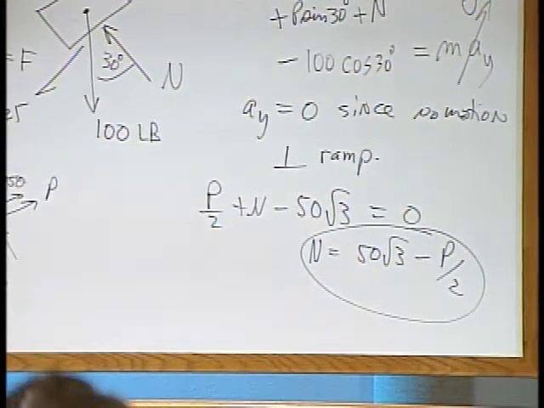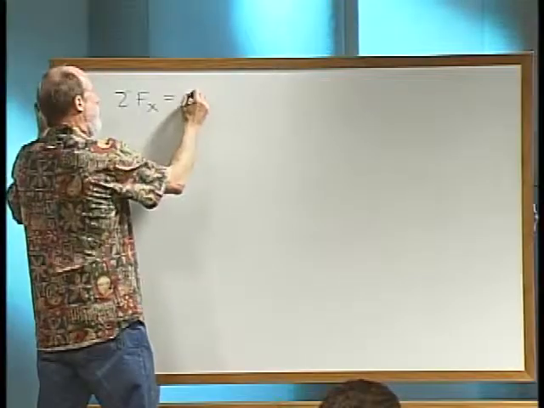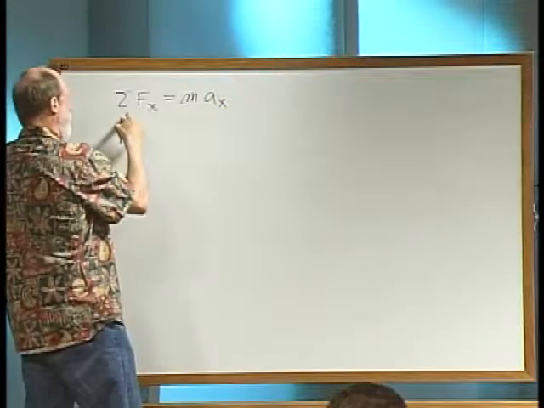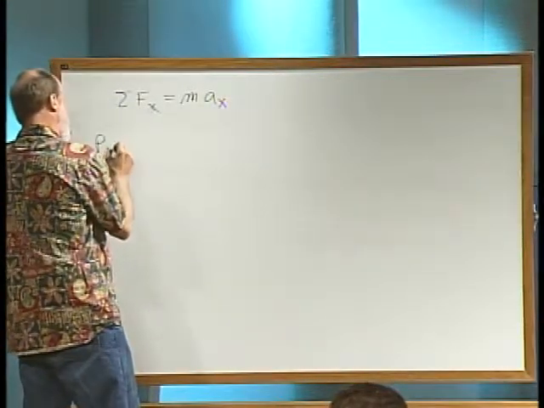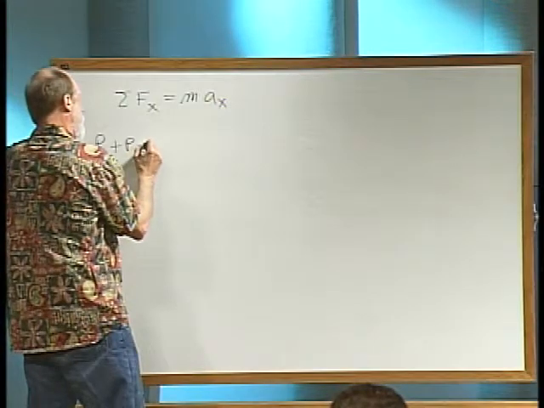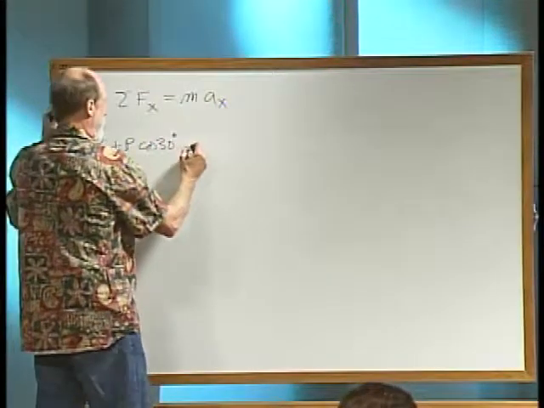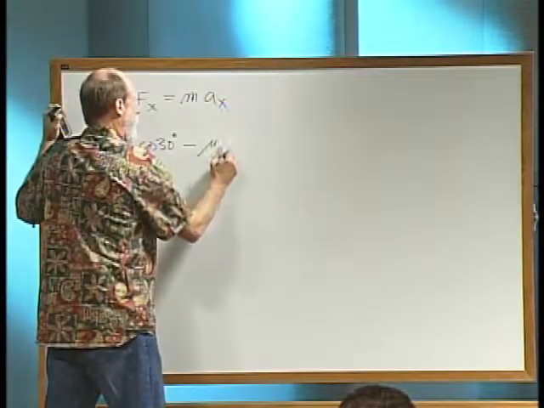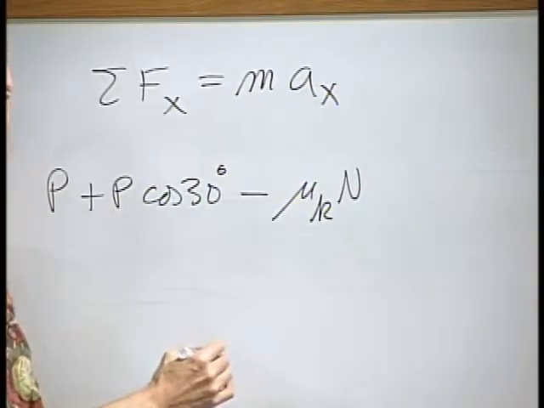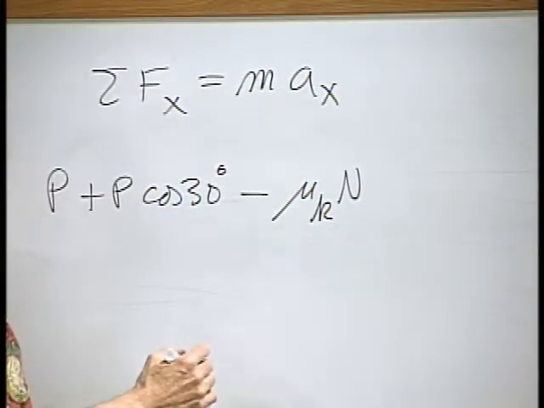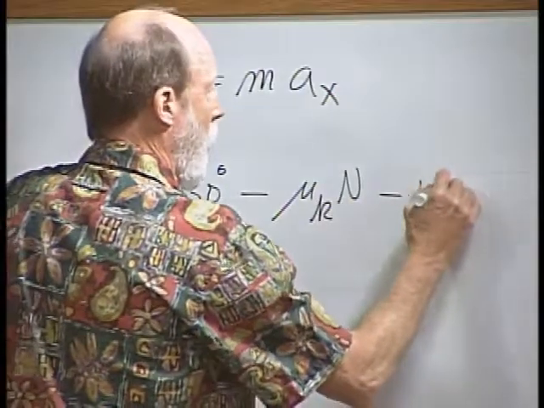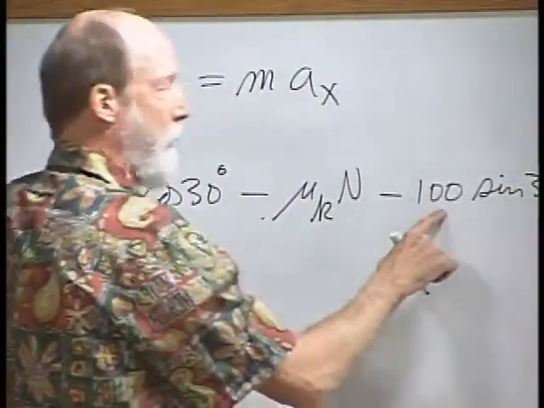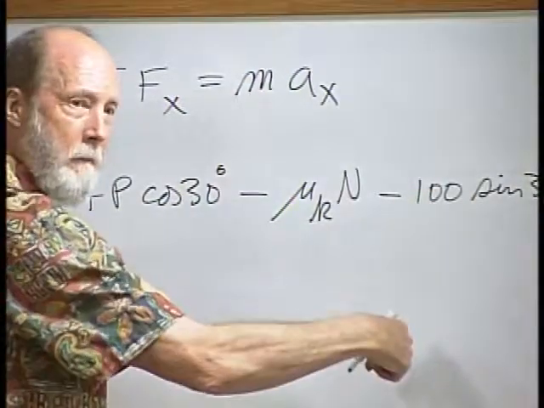Writing now the sum of forces up the ramp, mass times acceleration up the ramp. The sum of forces in the x direction is P plus P cosine 30 degrees, right, so far, minus mu k times the normal, that's our opposing friction force, minus 100 sine of 30 degrees, which is the component of the weight that is down the ramp.